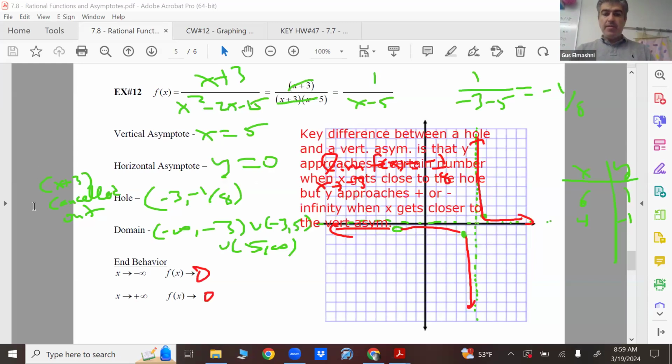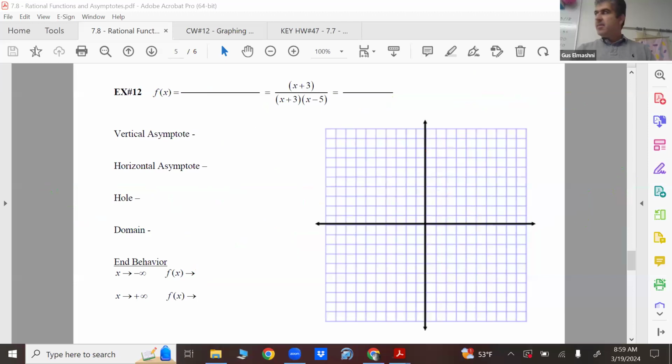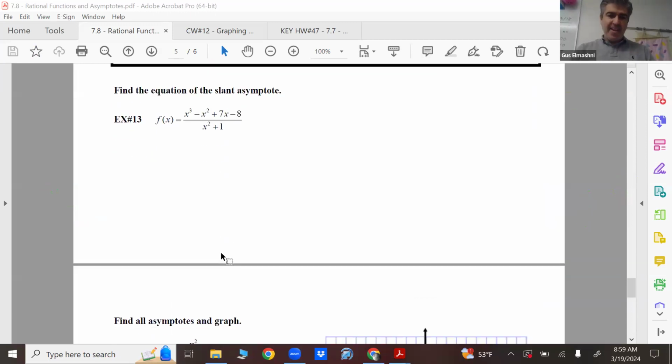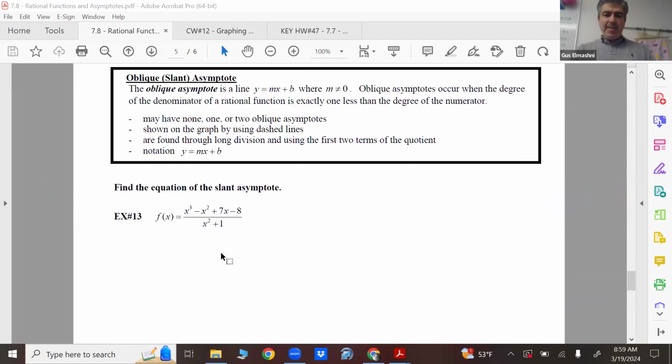Okay, questions on that? No? Okay. We're good? Yeah, okay. The oblique asymptote. Okay. Oh boy. Actually, this is great review for the quiz. Sorry, not test, quiz.